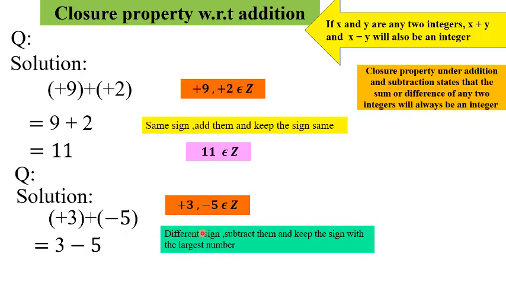If they have different sign, we will subtract them. Now 3 minus 5 will be equal to 2, and the sign of greater number will be put with the answer. What is the sign of greater number? Yes, the greater number here is 5 and 5 is with minus sign. So with the answer, minus sign will be put. And the answer which we have got, minus 2, also belongs to the set of integers.